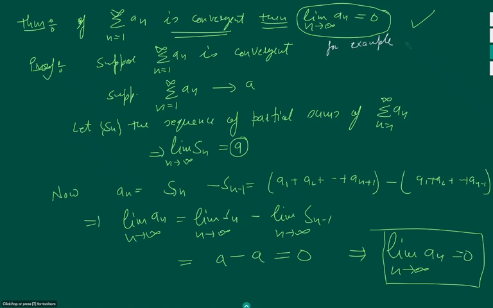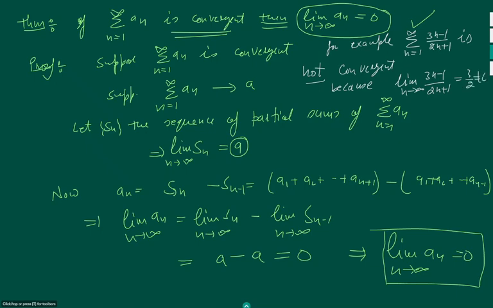this series, say let's write summation of 3n minus 1 over 2n plus 1 as n varies from 1 to infinity, is not convergent because the limit of its nth term as n tends to infinity, if you find this limit, would be 3 by 2, and this is not 0.